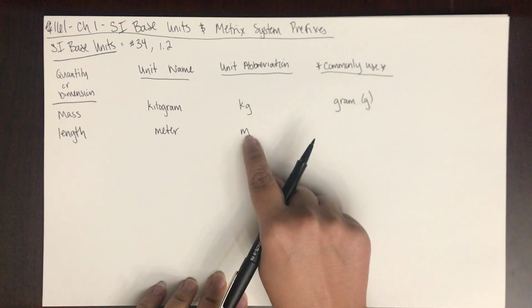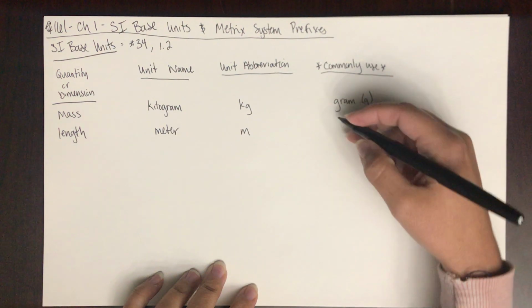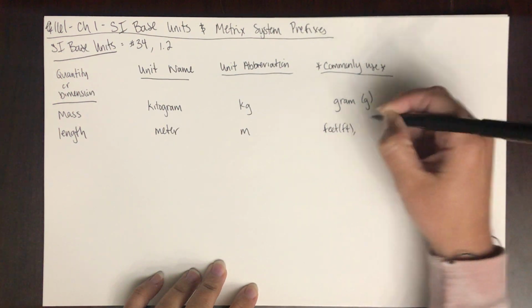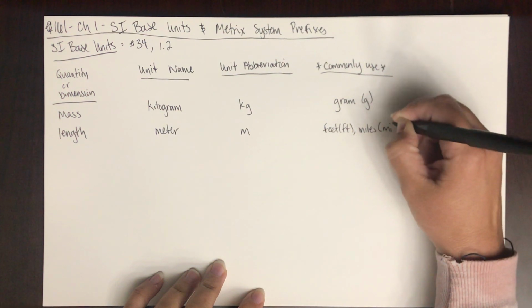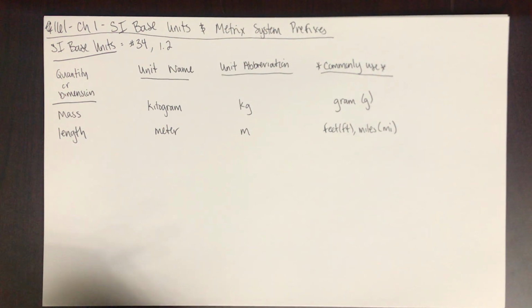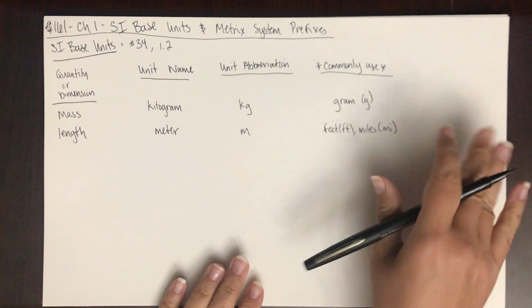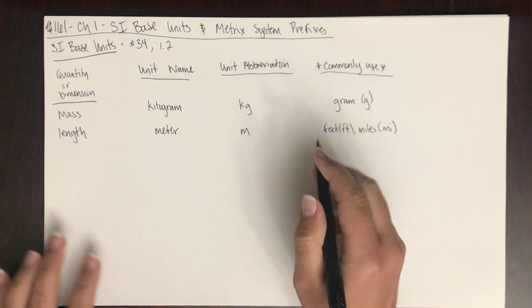Mass is in grams. Length is in meters. We will commonly use meters. We'll also use feet. We'll use miles. Miles is mi. We'll use lots of different units for length. And you would always be given what's called a conversion factor to go from one unit to another. And we'll talk about all of that later.